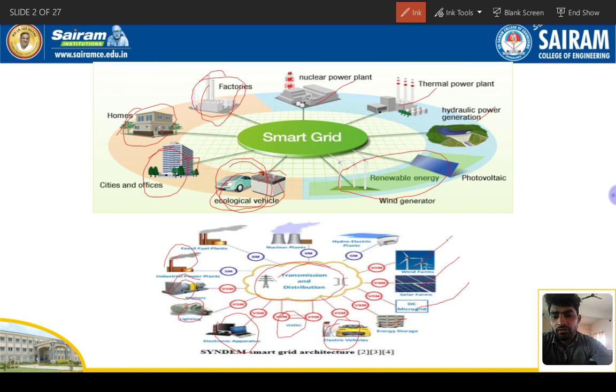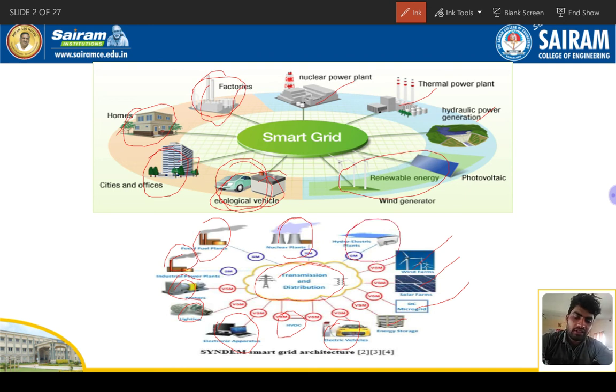And next there are fossil fuel plants. Fossil fuel plants in the sense your coal, natural gas, oil, those are the fossil fuel plants. And next there are nuclear power plants. So nuclear power plants, efficiency will be more, I mean the output will be more, but initial cost and then maintenance are very high. So that is also interrelated with the smart grid. This is the architecture, okay. And next there is a hydroelectric power plant. This is also connected with the smart grid.